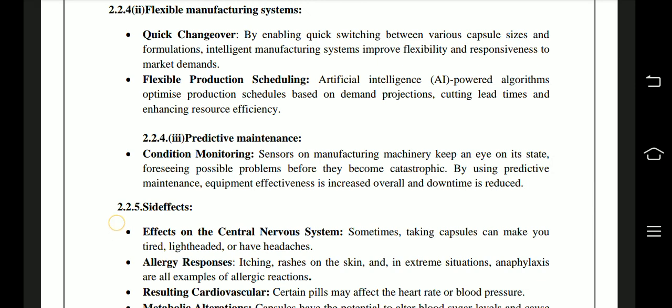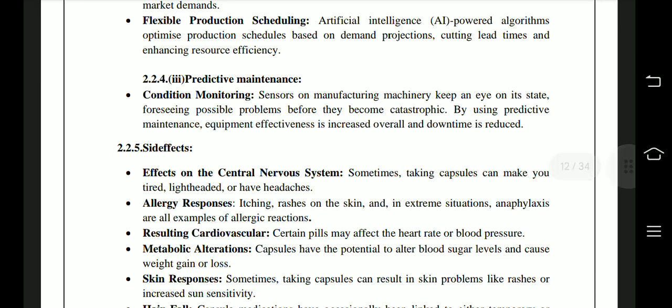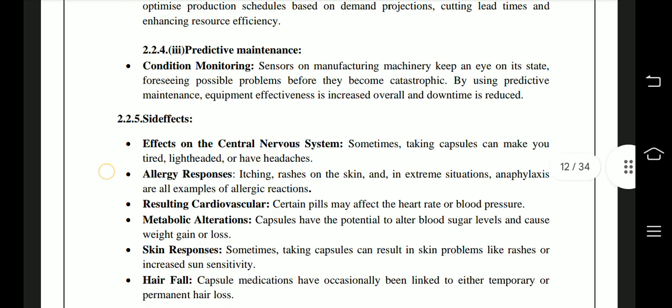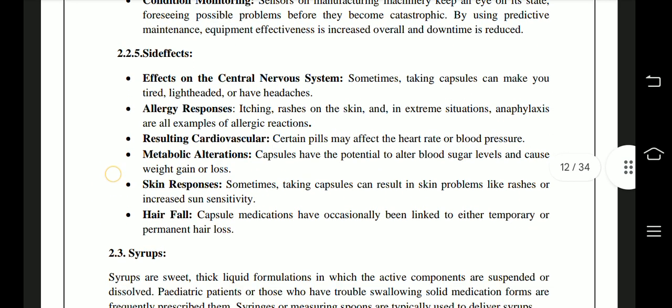Third one is predictive maintenance, condition monitoring. Sensors on manufacturing machinery keep an eye on its state, foreseeing possible problems before they become catastrophic. By using predictive maintenance, equipment effectiveness is increased overall and downtime is reduced.